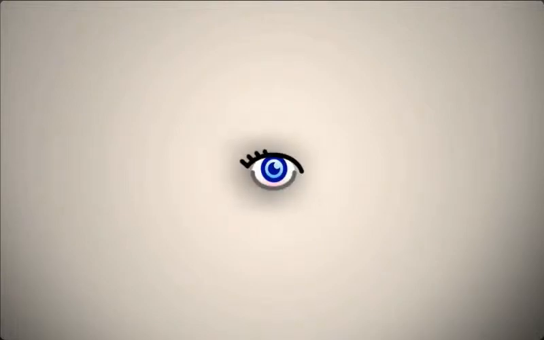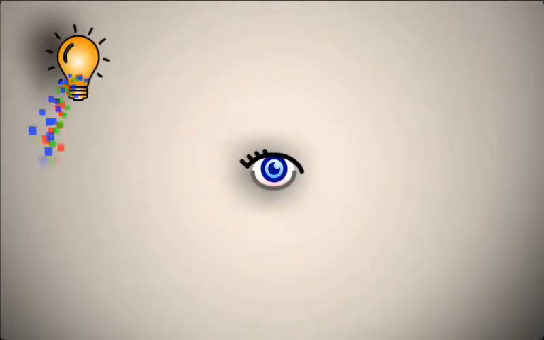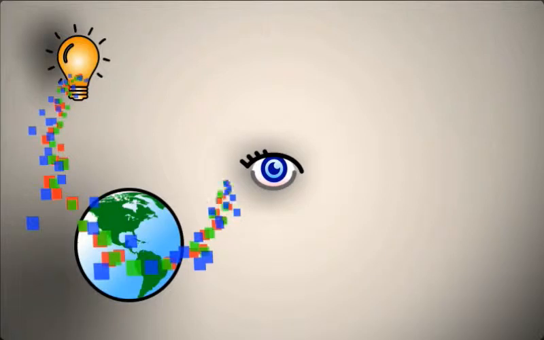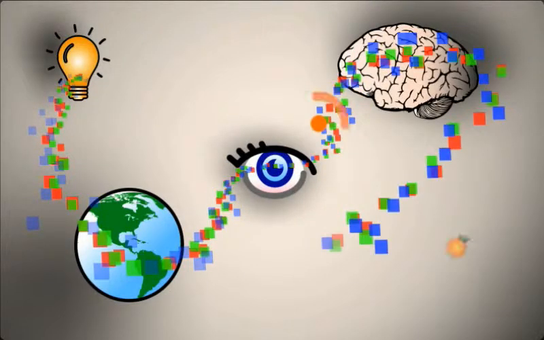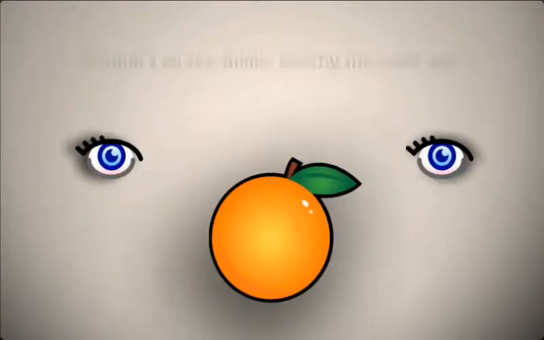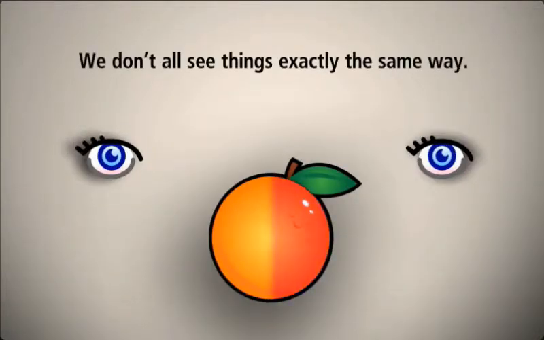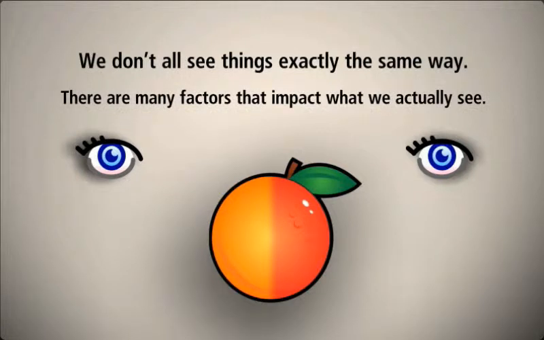In the simplest sense, we see because our eyes receive light that's been bouncing around in our world. Our eyes send a signal to our brain, which interprets the signal and creates an image. Unfortunately, we don't all see things exactly the same way. There are many factors that impact what each of us actually sees.